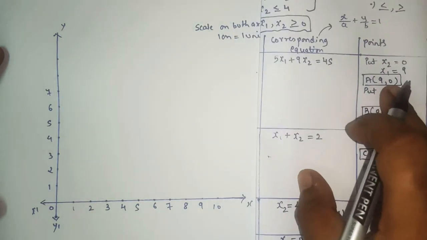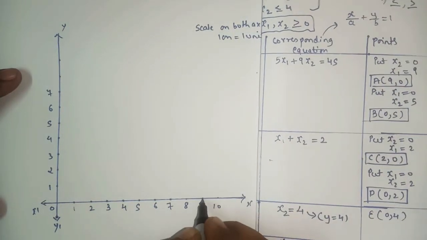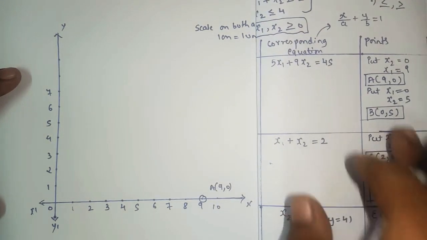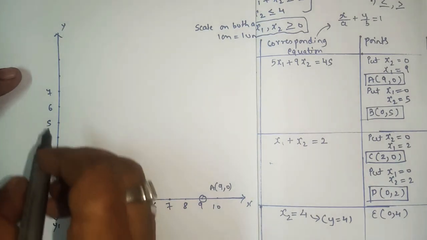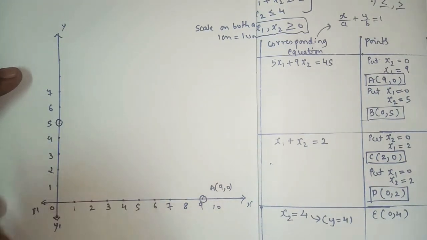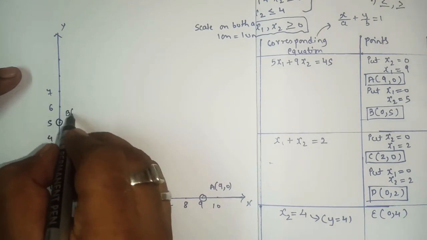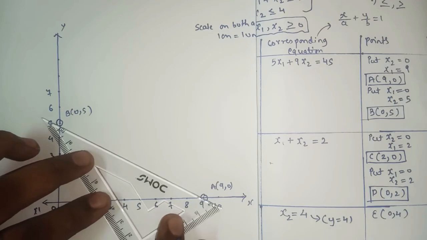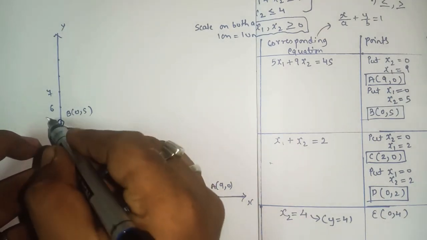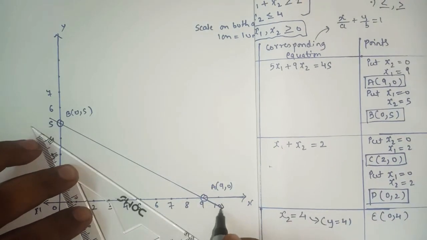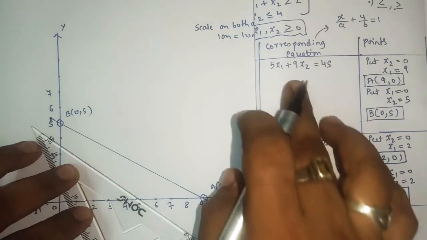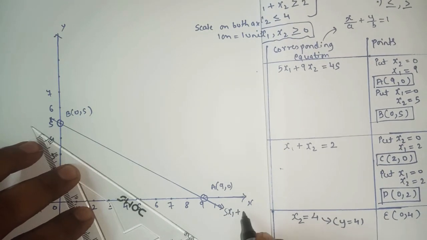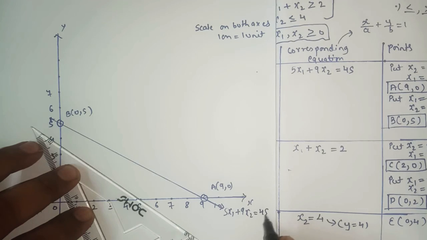So what is the first point? It is 9 comma 0. So 9 comma 0 will come here. So A is 9 comma 0. What is the second point? It is 0 comma 5. So 0 comma 5 lies on the y axis. So B is 0 comma 5. So now we'll join these 2 points. We draw the line. So this was equation number 1, that is 5x1 plus 9x2 equal to 45.